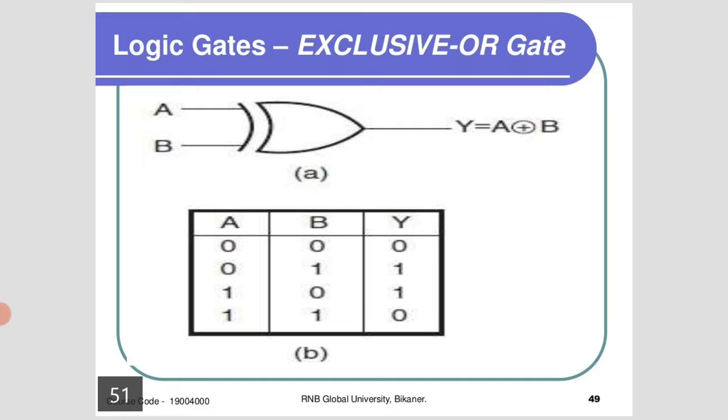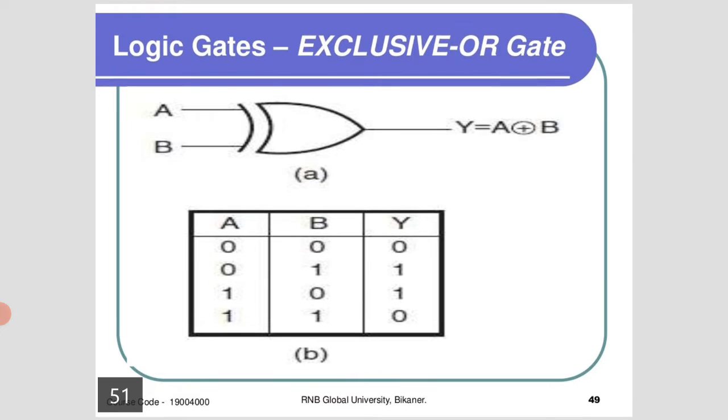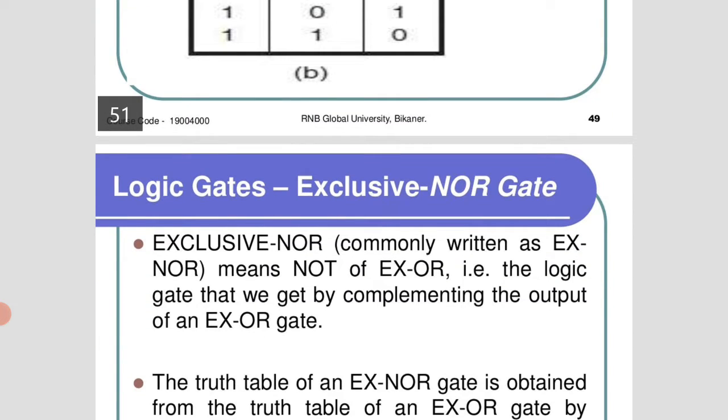The exclusive OR gate symbol has two inputs A and B, and the output is Y equal to A XOR B. So the truth table: inputs A and B, output Y. Input 0 0, output Y is 0. Input 0 1, output Y is 1. Input 1 0, output Y is 1. Input 1 1, output of the XOR gate is 0. This is the truth table of the exclusive OR gate.